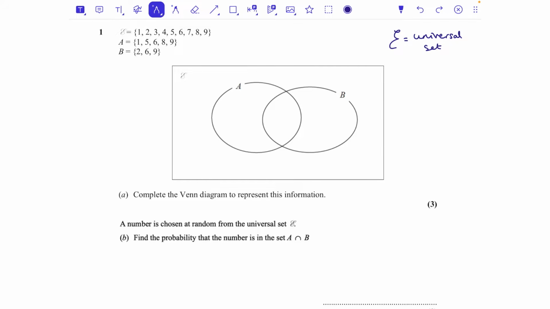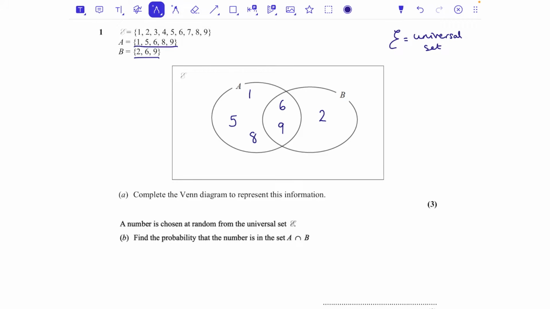Now we're told that set A is 1, 5, 6, 8, 9. And we're told that set B is 2, 6, 9. So are there any numbers in common? Yes, there are. There's 6 that is in both and 9 which is in both. I then just need to put the 2 from B on the outside, which makes that circle complete for B. And same with A, I've got a 1 left on the outside, a 5 left on the outside, and an 8 left on the outside.